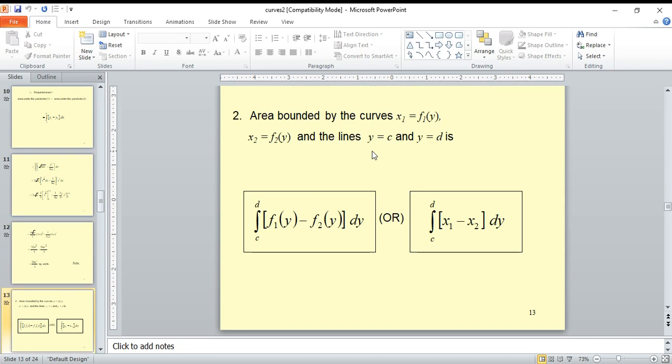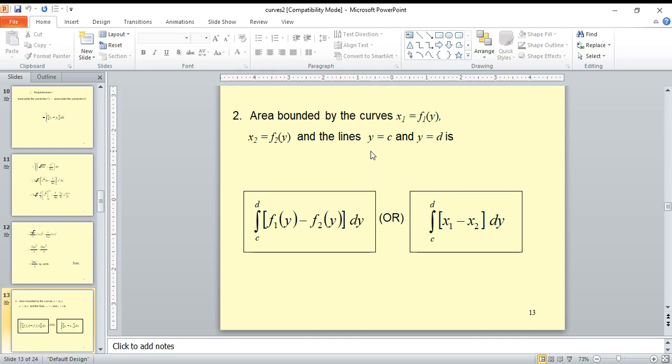Next question. The area bounded by the curves x1 equal to f1(y) and x2 equal to f2(y), and the lines y equal to c and y equal to d, is the integration from c to d of (f1 minus f2)(y) dy, or the integration from c to d of (x1 minus x2) dy.